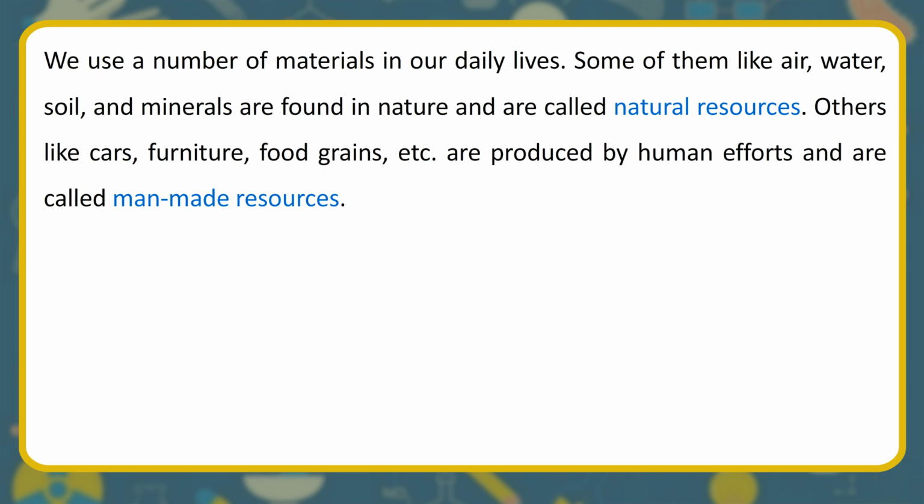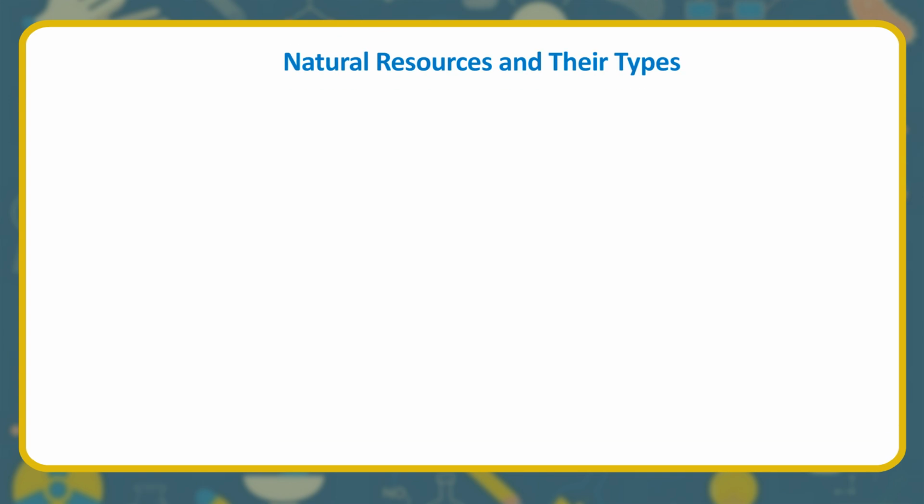Some of them, like air, water, soil, and minerals, are found in nature and are called natural resources. Others, like cars, furniture, food grains, etc., are produced by human efforts and are called man-made resources. Natural resources and their types.